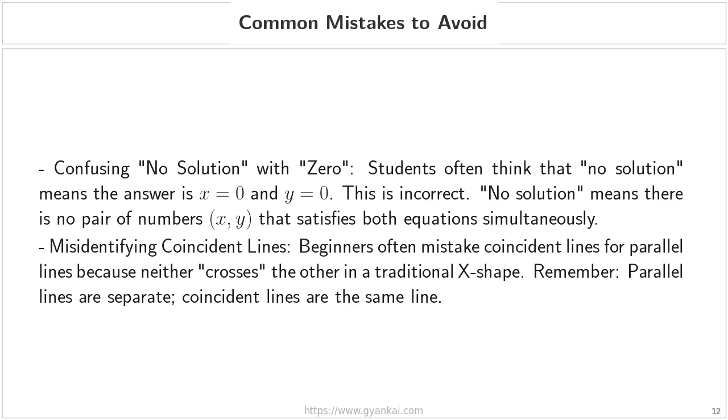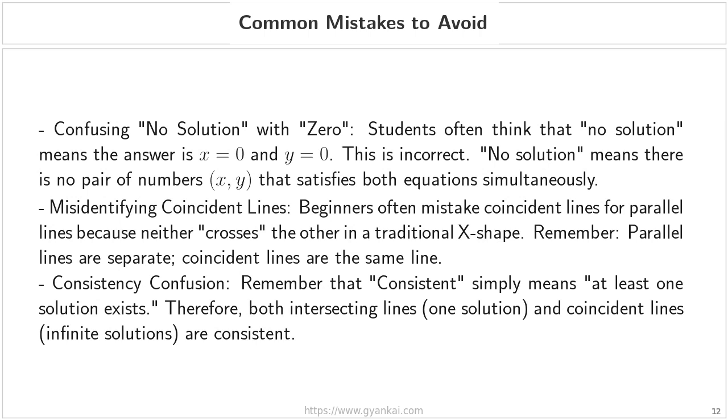Second, be careful not to misidentify coincident lines. When you are looking at a graph, it is easy to mistake coincident lines for parallel lines because, in both cases, you don't see that classic X shape where the lines cross. However, remember the key difference. Parallel lines are 2 separate lines that never touch, whereas coincident lines are actually the exact same line, lying directly on top of one another.